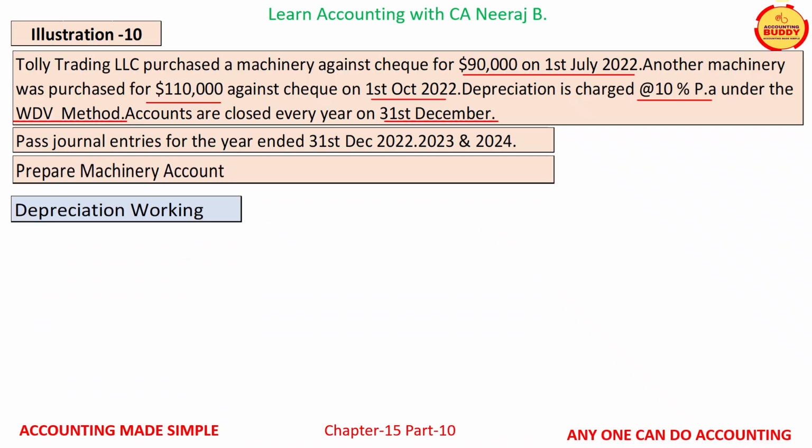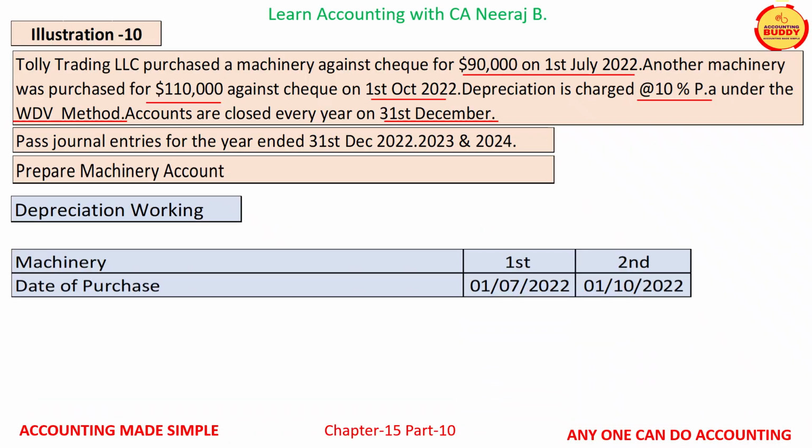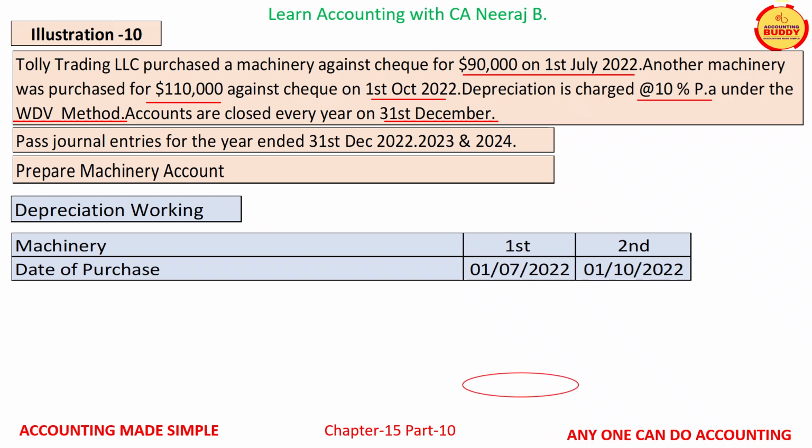Let us first calculate the depreciation of the two machines purchased. First machine is purchased on 1st of July 2022 and the second machine on 1st of October 2022.